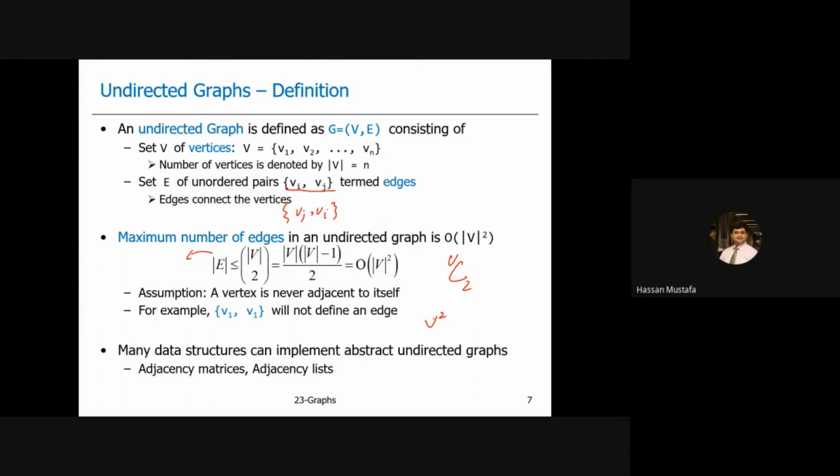Then we can implement this undirected graph in two ways: adjacency matrices and adjacency lists. We'll see them as well in this lecture. But first, we'll talk about some more terminologies.